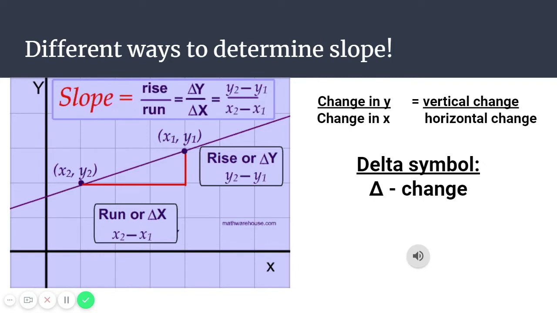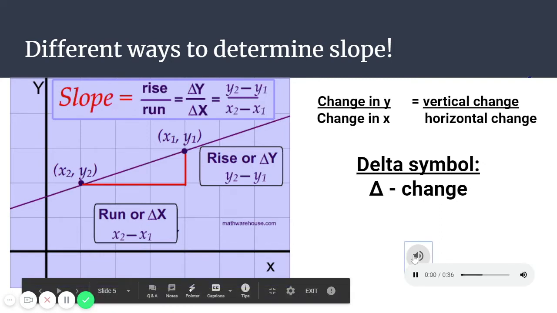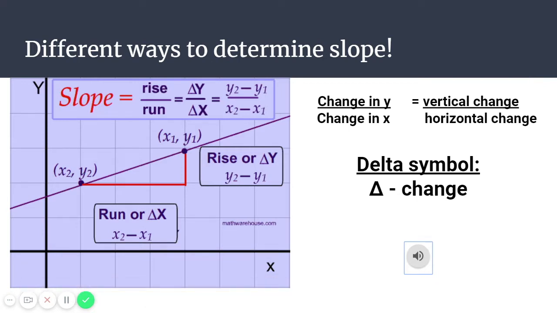Notice that there are a number of ways that we can represent slope. On the left in the graphic, you can see that slope is equal to rise over run. It is equal to delta y over delta x. And the slope formula, which is very important, y2 minus y1 over x2 minus x1. On the left side, you can see some other representations of slope: the change in y over the change in x, and the vertical change over the horizontal change. These are all different ways to describe slope.